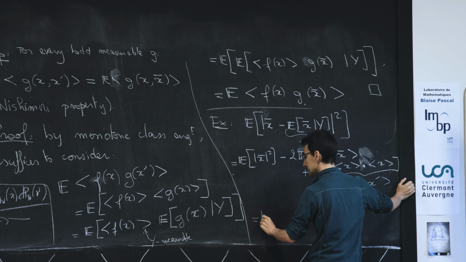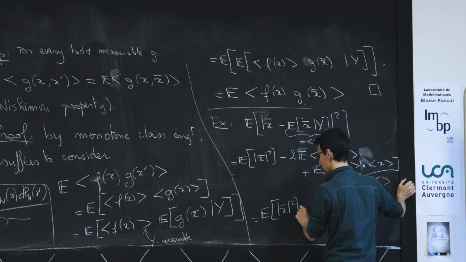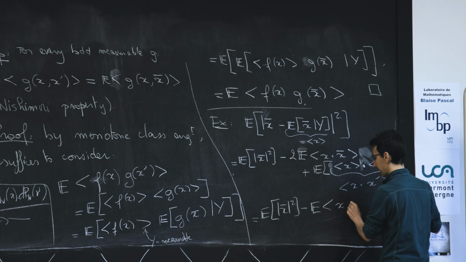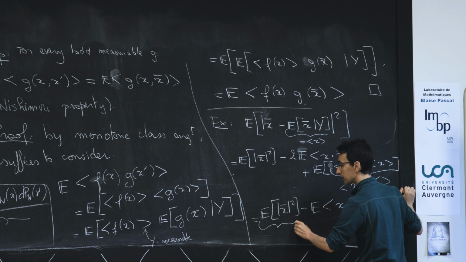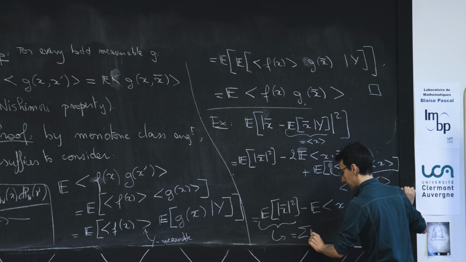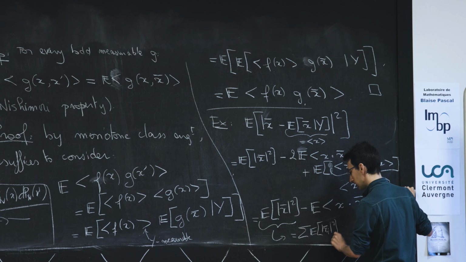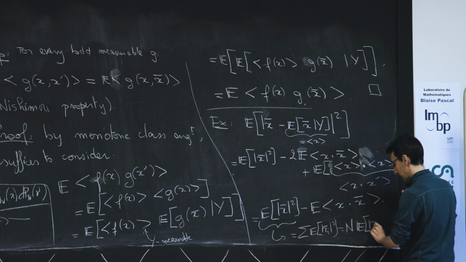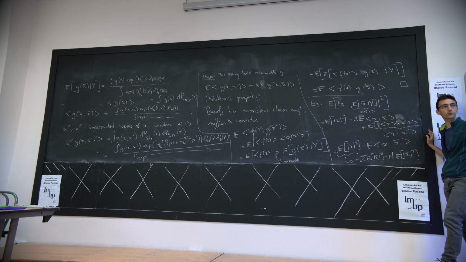So what we get is the expectation of x bar squared minus the expectation of x dot x bar. Okay, so this is a simple term to calculate, the first term. This is just a sum of the expectation of x bar i squared, which is just n times the expectation of x bar 1 squared. Okay, so it's a completely simple term.